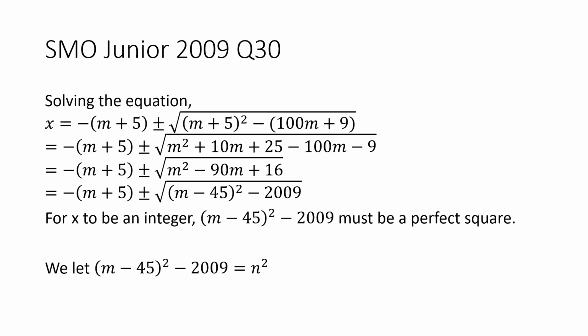So here's the solution. You can use the quadratic formula to solve and simplify the value of x. And then from there, you realize that there is a square root term of square root of (m minus 45) squared minus 2009. So you realize that for x to be an integer, this square root value must be an integer. So (m minus 45) squared minus 2009 must be a perfect square, so that when you square root it, it is an integer. So we let (m minus 45) squared minus 2009 equal n squared, where n is some integer.